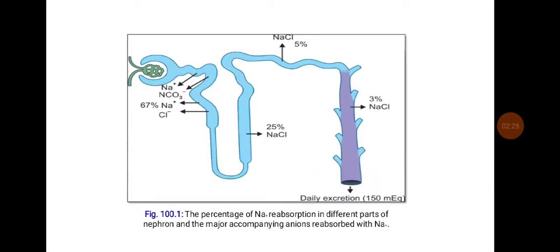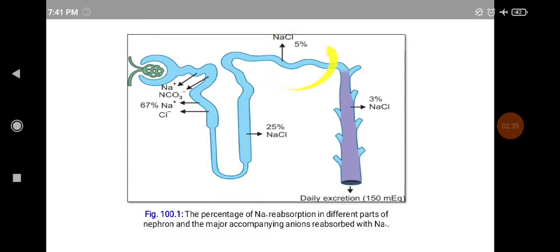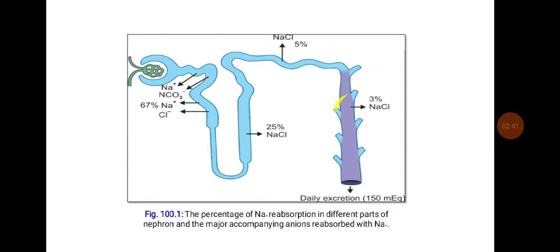So here you can observe almost 67% of the sodium chloride and bicarbonate is reabsorbed in the proximal convoluted tubule. 25% of the sodium chloride is absorbed in the ascending loop of Henle, 5% in the distal convoluted tubule, and 3% in the collecting duct. And almost 150 milliequivalents of sodium is excreted per day.